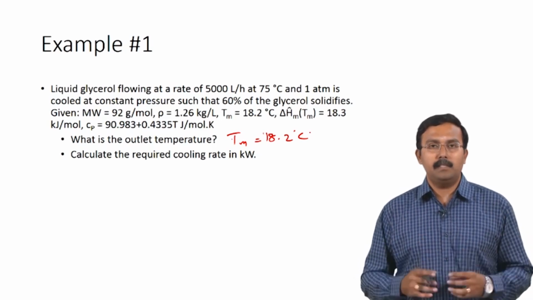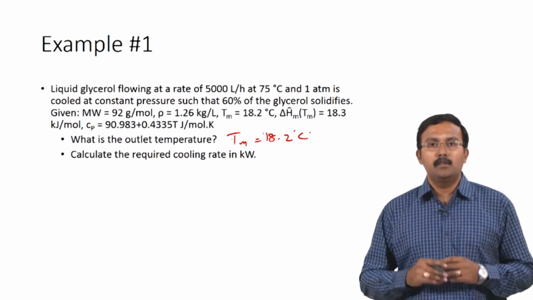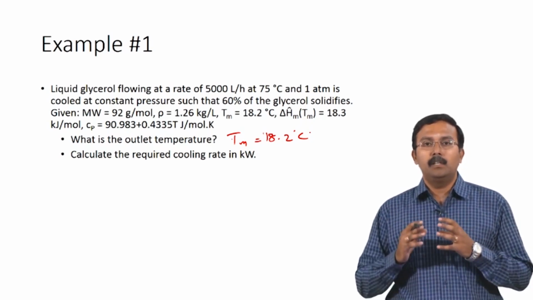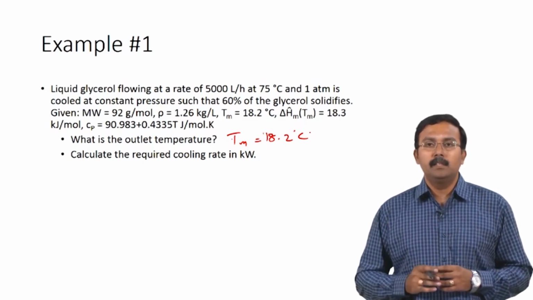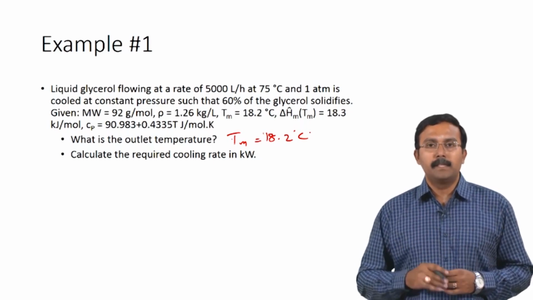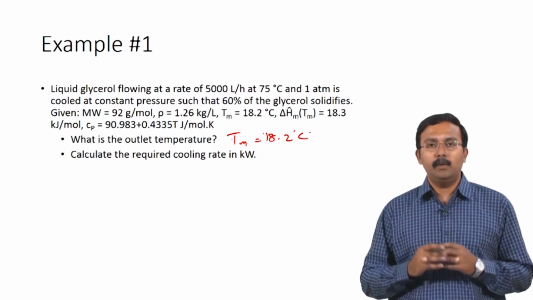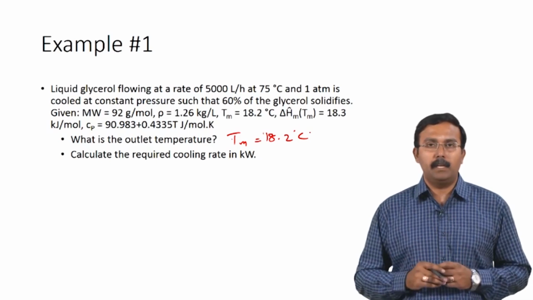Here we will perform the necessary energy balance calculations. If we look at the data given, we have information about the latent heat of fusion in terms of kilojoules per mole, and Cp has been given in terms of joules per mole Kelvin. So, we need to identify these units and use them appropriately.